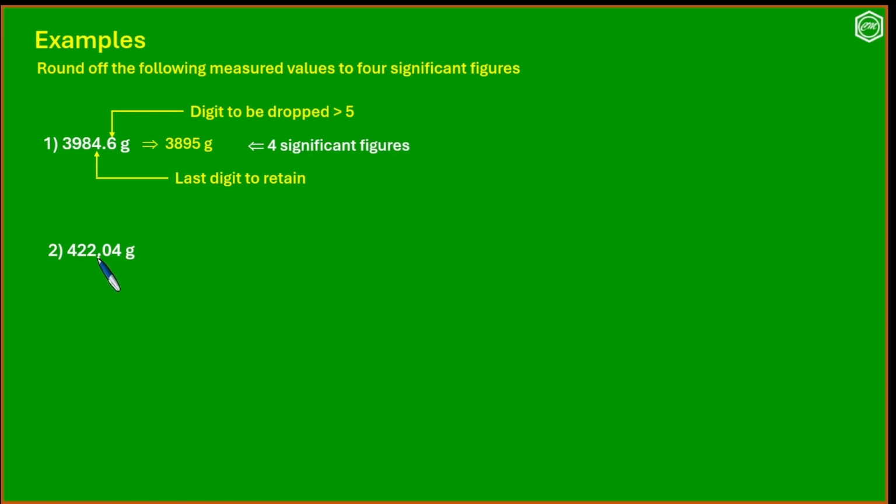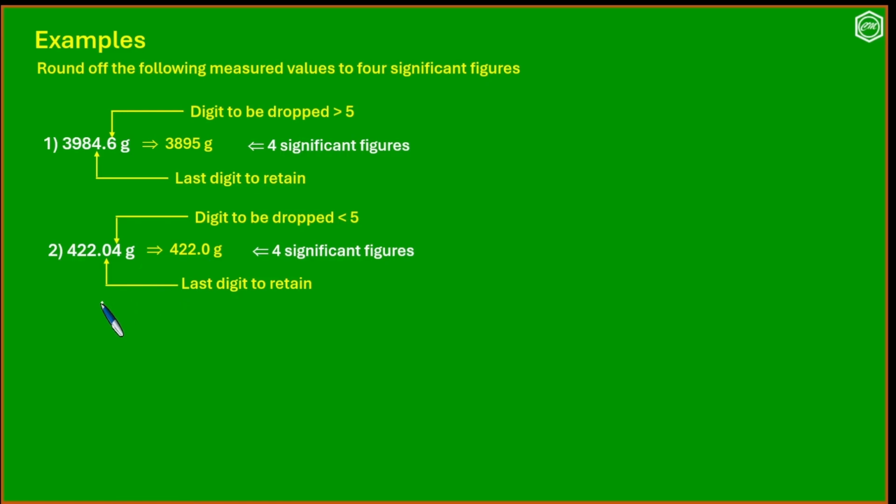Second example, 422.04 gram. Here also there are 5 significant figures. We have to reduce it to 4 significant figures. The last digit to be retained is 0 and the digit to be dropped is 4 and that is less than 5. So the last digit remains the same. So the round off value will be 422.0 gram. And here again there are 4 significant figures.